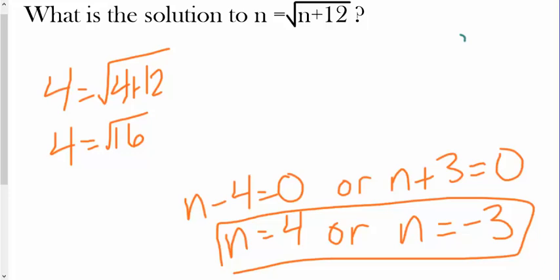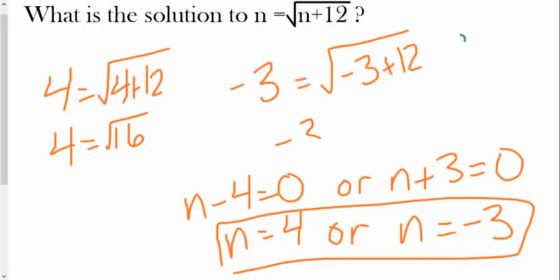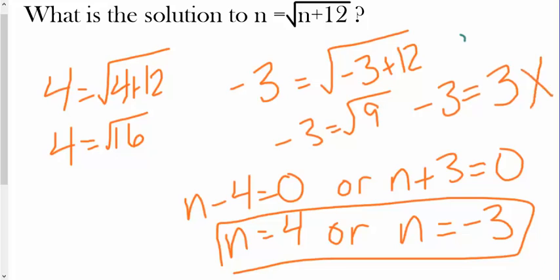Then we use the other solution. We say -3 equals the square root of -3 plus 12, or -3 equals the square root of 9. But that would mean that -3 equals 3, which isn't true. So I know that n equaling -3 is an extraneous solution, and my actual solution is n equals 4. Okay, let's try another one.